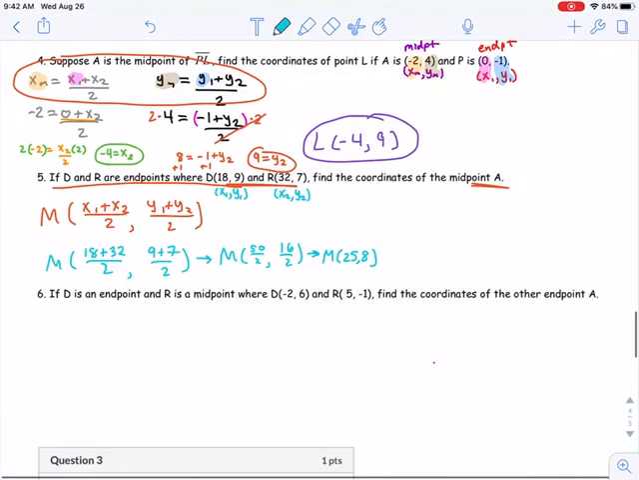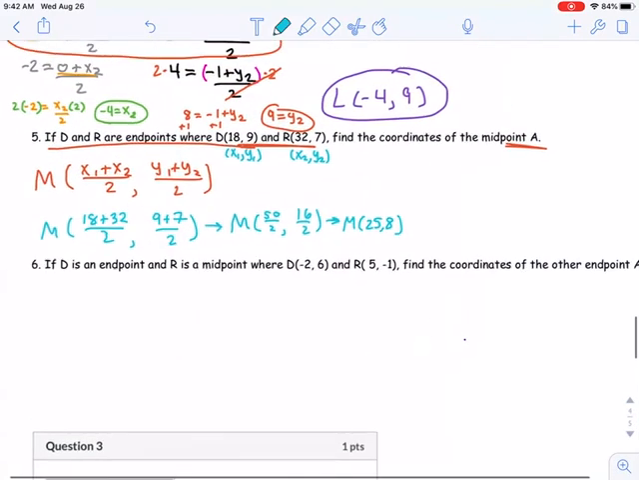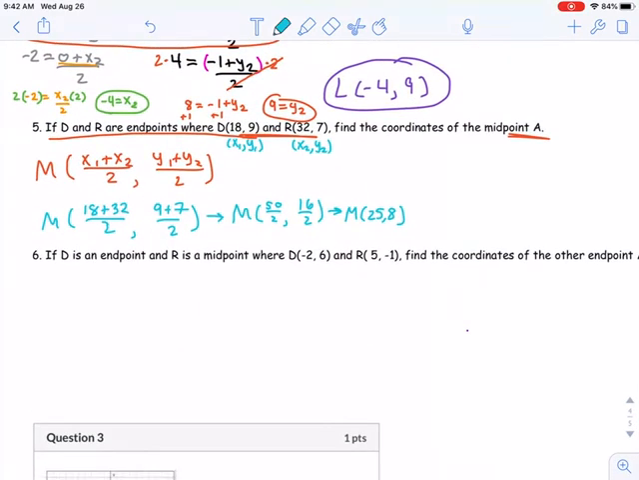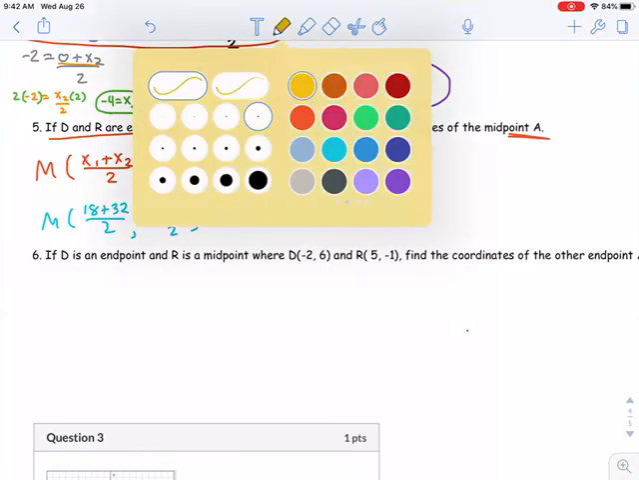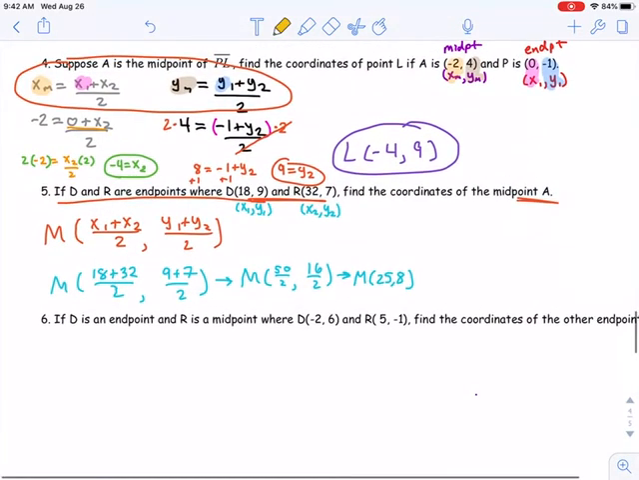Nice. One more problem left, and then you just have some follow-up Canvas questions. So exciting. D is the endpoint and R is the midpoint. So this problem is going to be like number 4. We're given an endpoint and a midpoint. We have to read the question and figure out what information we have and what information we need to solve.